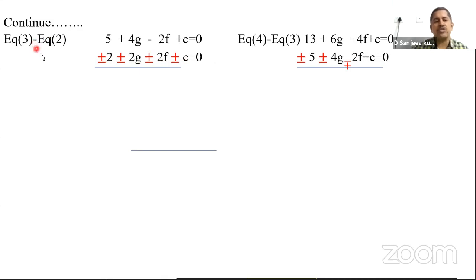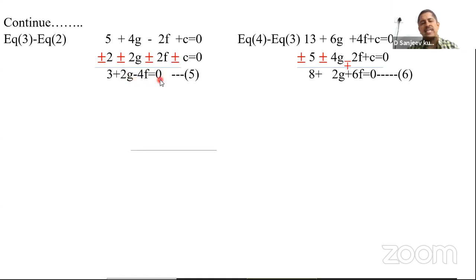So you are subtracting here. Once you subtract, you are going to change the sign. So plus will change to minus, plus will change to minus, plus will change to minus, and plus will change to minus. So what you get is minus 2f and minus 2f. And you got plus c and minus c after the change of sign, so the c will go off. 5 minus 2 is 3. And 4g minus 2g is 2g. Minus 2f minus 2f is minus 4f. c minus c is 0. So it is 3 plus 2g minus 4f is equal to 0. This is equation number 5.